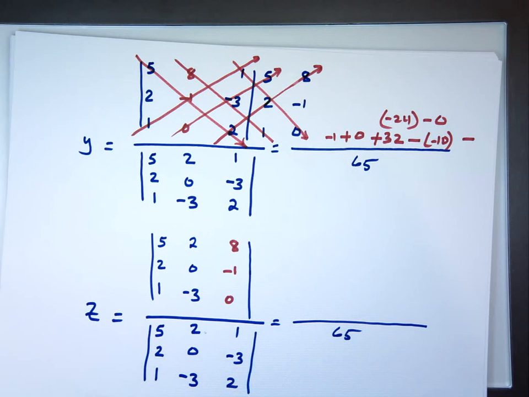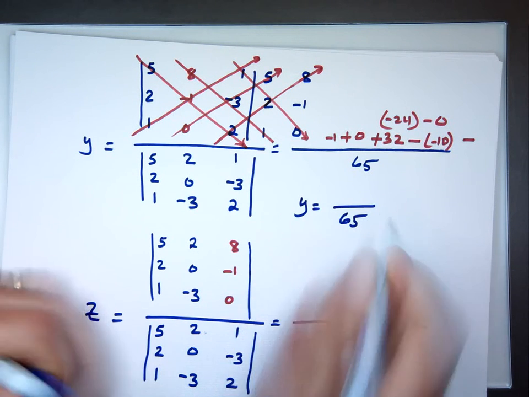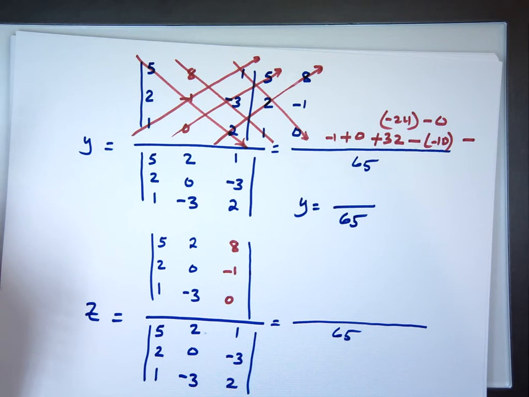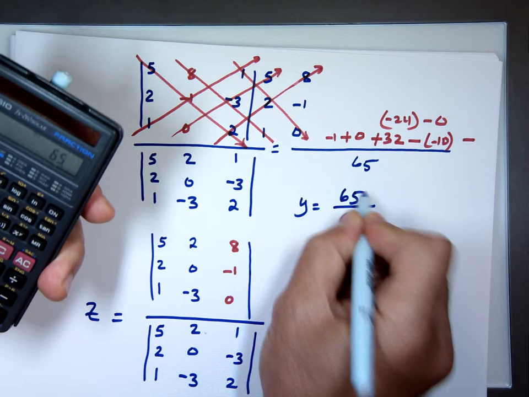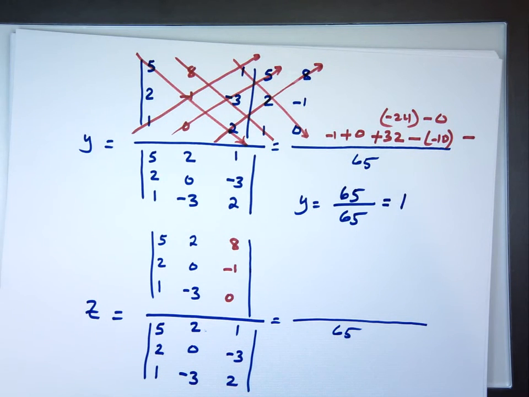So what is y equal to? Let's see what the top number is. Negative 1 plus 32 plus 10. Minus a minus is plus 10. Minus a minus plus 24. What do you know? 65 again. What's 65 over 65? 1. So x is 1, y is 1. Let's find z again, then we're done.